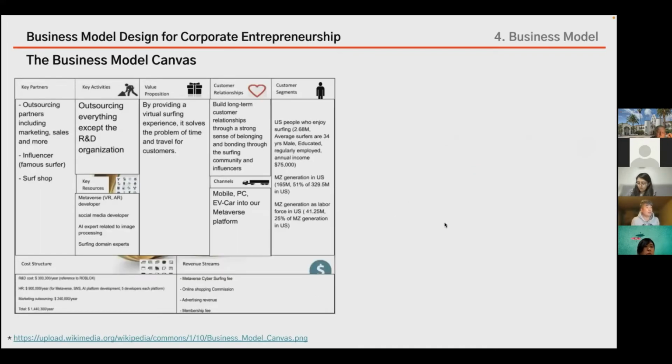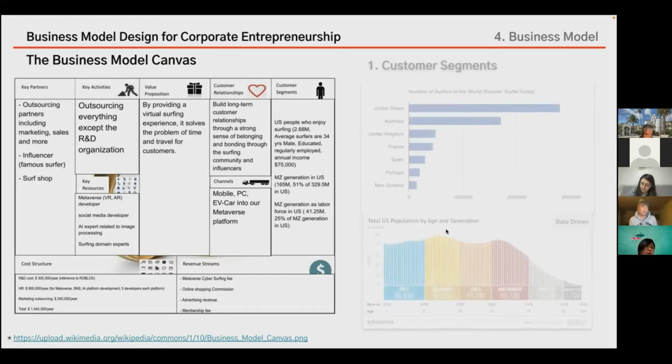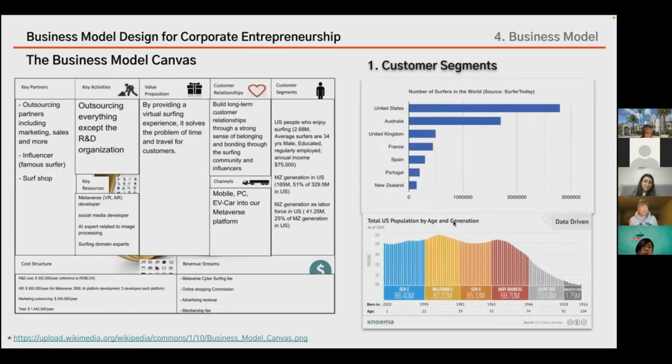And I'm going to tell you about our business model. As we have a business model canvas like below. First, customer segments. We have 3 segments. The initial segment is US people who enjoy surfing. And second extension of our customer segment is MZ generation in US. And last target segmentation is our MZ generation as labor force in US.